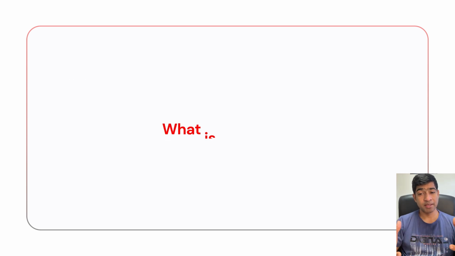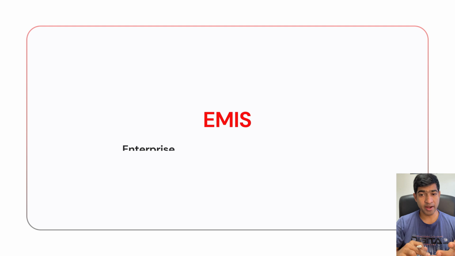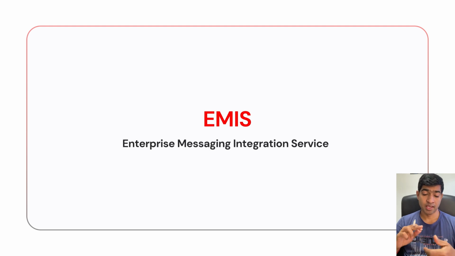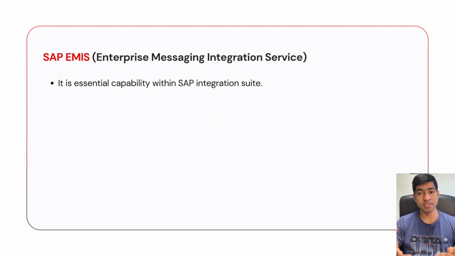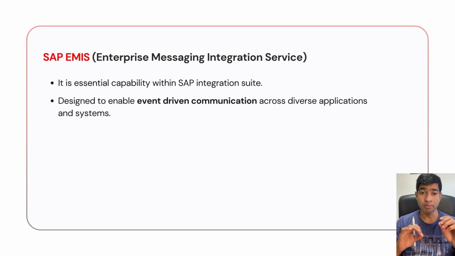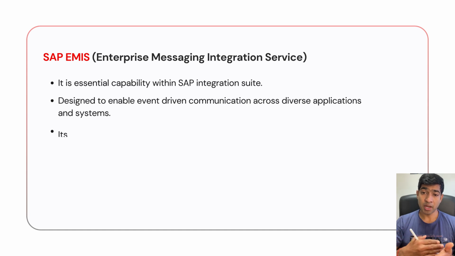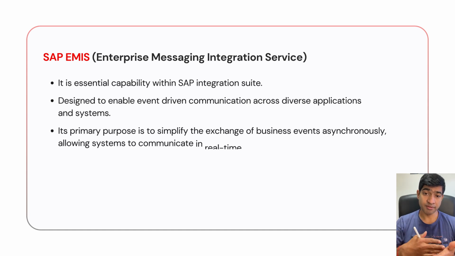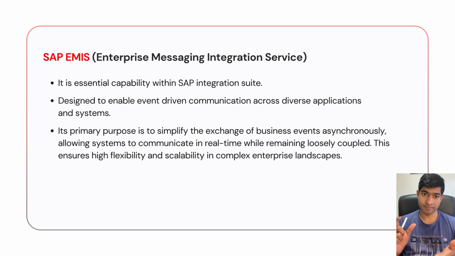So let's explore SAP EMIS, which stands for Enterprise Messaging Integration Service. SAP EMIS is an essential capability within SAP Integration Suite, designed to enable event-driven communication across diverse applications and systems. Its primary purpose is to simplify the exchange of business events asynchronously, allowing systems to communicate in real time while remaining loosely coupled. This ensures flexibility and scalability in complex enterprises.